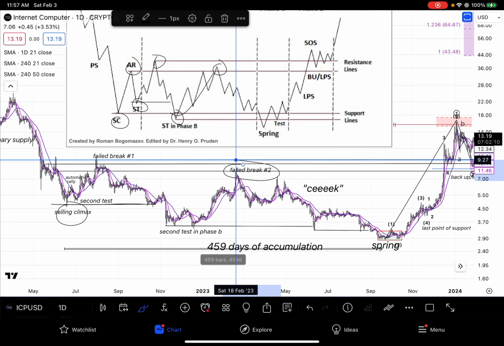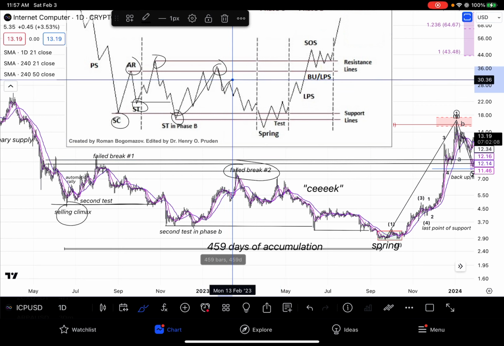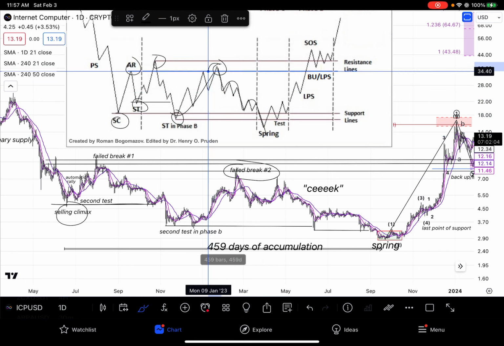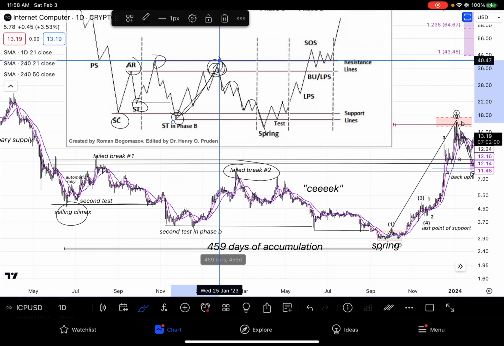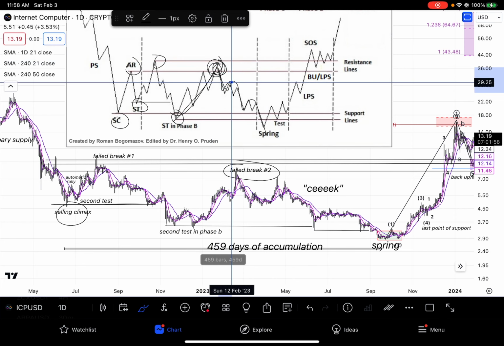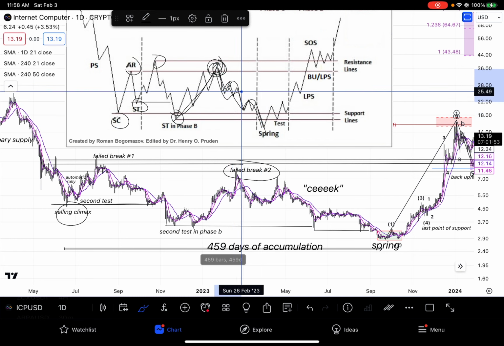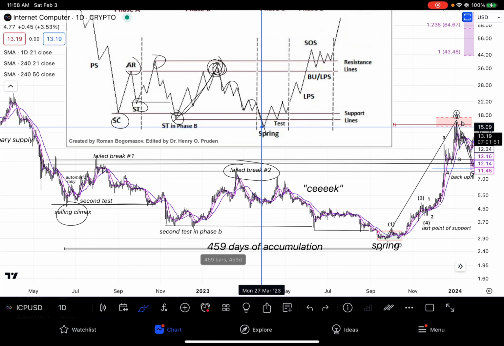After your failed break number 2, this is where the real pain sets in for retail investors. They think that every low over here is the bottom because they're so wrapped up in this euphoria that they had over here that they're not paying attention to the structure that's going on over here. And this is what's called the creek phase.